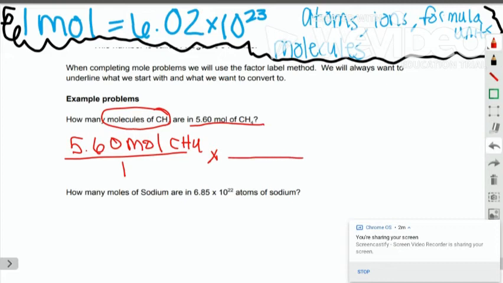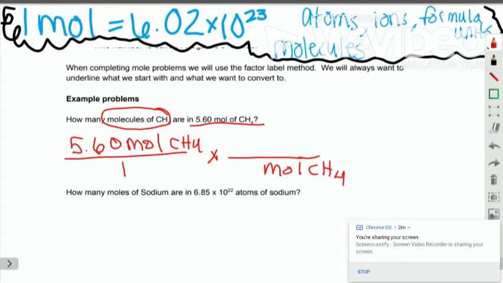And we'll set up another fraction because we know we need to cancel that out, because our final unit is going to be in molecules. So we have 5.60 moles of CH4. At the bottom of our factor label or conversion, we always want to have that same unit at the bottom. So if we're starting with moles, we will have moles at the bottom because that needs to cancel out.